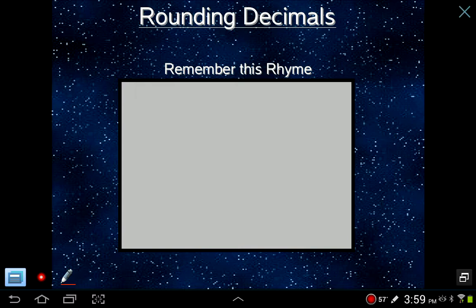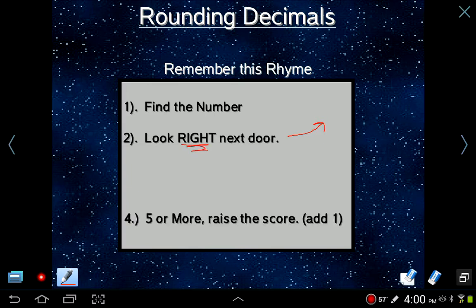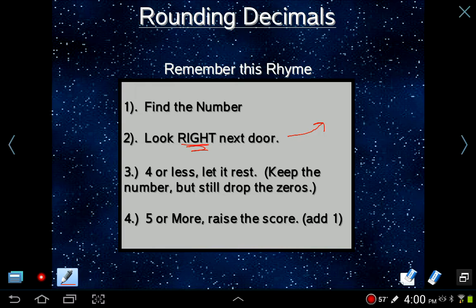Now to get right to the topic here, rounding decimals, there's a rhyme that goes along with it. You might have learned this in elementary school. You find the number you're rounding, look right next door to the number you're rounding. So you're going to look to the right. Look right next door. That's the operative word right there. Look right next door. 4 or less, let it rest. 5 or more, raise a score. Okay? So that may or may not make sense to you, but rhyme or no rhyme, let's go ahead and just start rounding some numbers.